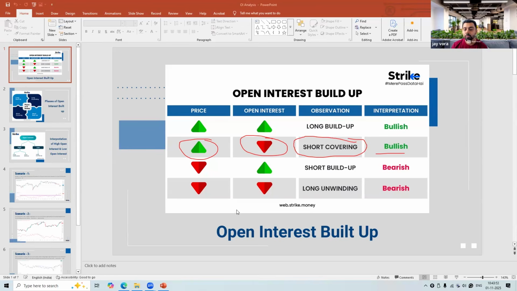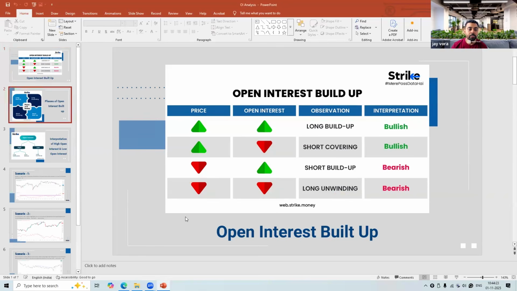Now there's a third scenario where the prices go down and the open interest goes up. That is a scenario of short build-up, which is bearish for the stock. And the fourth scenario is prices going down and open interest also going down, which means people are unwinding their long positions. That's why we call it long unwinding, and that again is bearish.